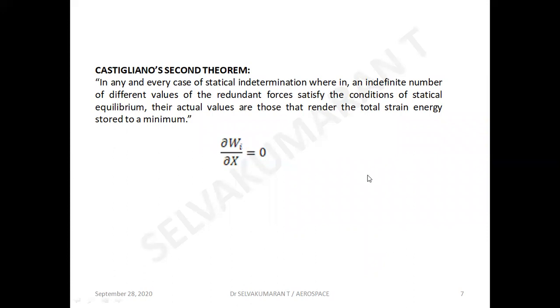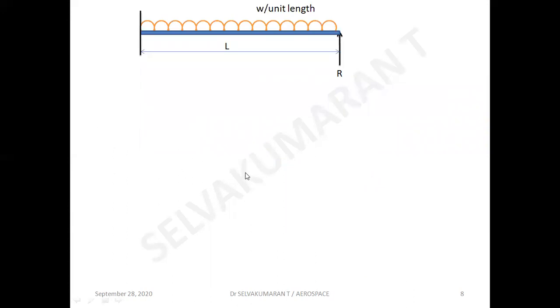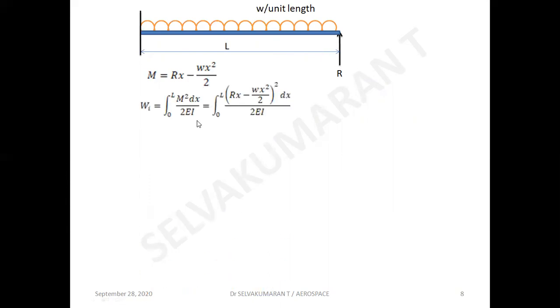Let us solve a problem based on this. The given problem is a propped cantilever beam. At the free end of the cantilever beam, we have one support. Let R be the support reaction. Then we take a section here, at a distance x from the right hand end, and write the moment equation. We know the strain energy stored due to bending is integration of M square dx divided by 2EI. Substitute here.